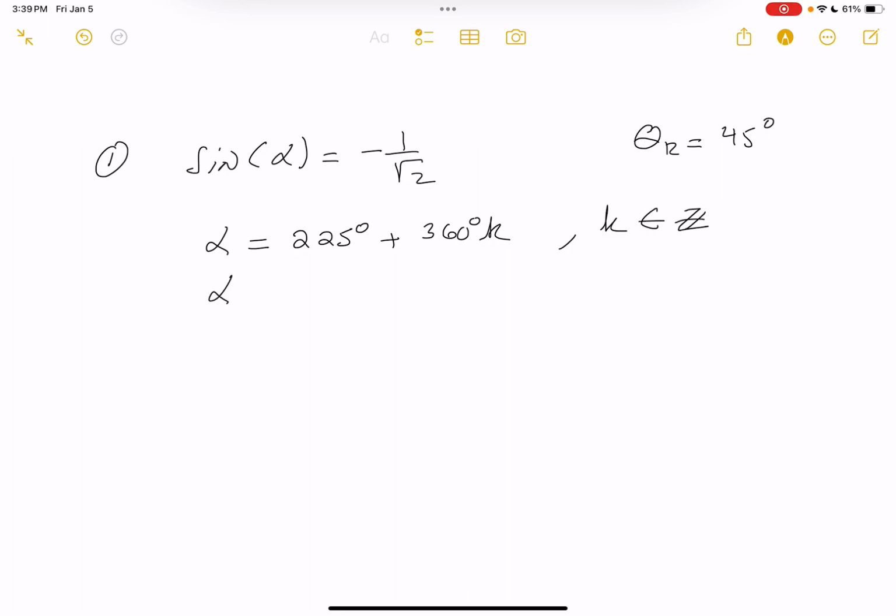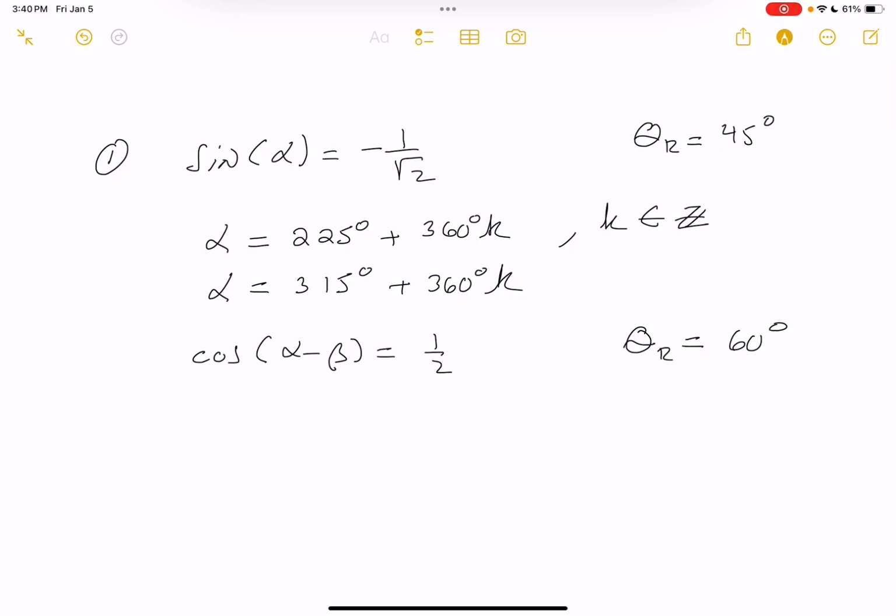All right? There's another alpha, though, and that other alpha is going to be in the fourth quadrant. That's going to be 360 minus 45, so 315 degrees, plus 360 degrees k. Again, with the understanding that k is some integer. Now let's talk about the cosine. They also told me the cosine of alpha minus beta was equal to 1/2. All right, so the reference angle for this particular problem is 60 degrees, right?